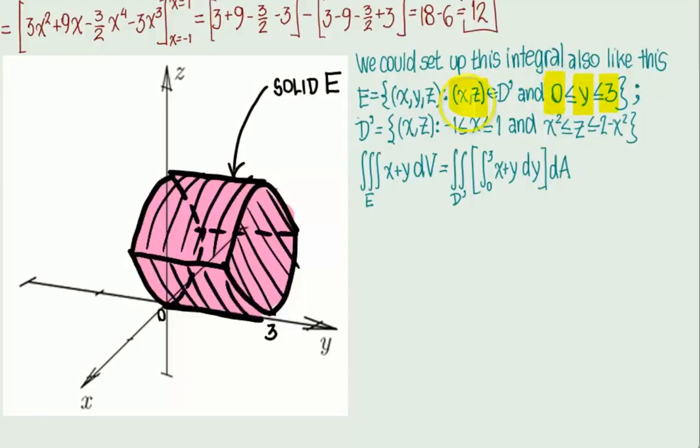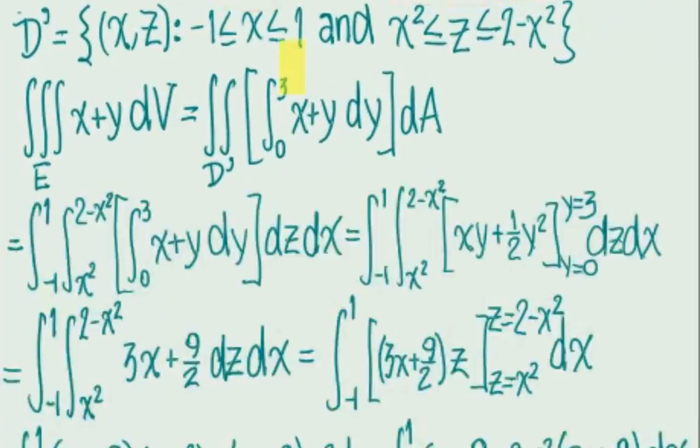And the answer is yes, because first of all we integrate with respect to y from 0 to 3, and then we plug in what is the region D. Now notice that the region D moves, the z moves between x squared and 2 minus x squared, and that's what the second integral is going to be equal to. And the reason is because, remember, the functions go inside. And then the last one is going to be minus 1 to 1, the x's, where it's moving.